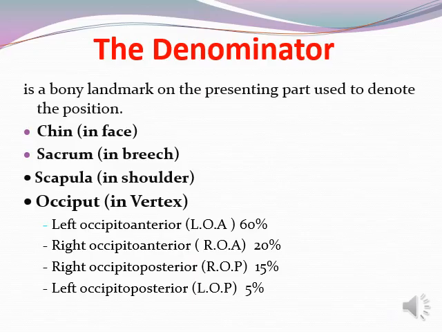What's meant by denominator? The denominator is a fixed landmark on the presenting part which denotes the position, and the denominators that we have to know include the chin in case of face presentation, the sacrum in case of breech presentation, the scapula in case of shoulder presentation, and the occiput in case of vertex presentation.